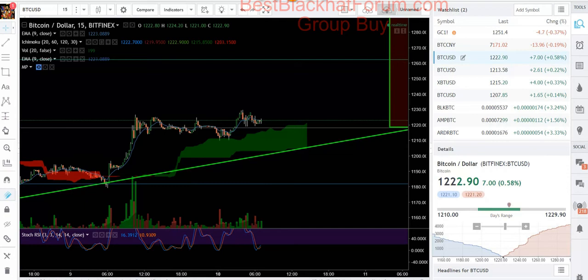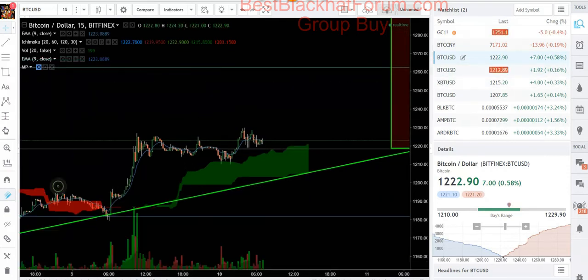bullish. Very bullish. Yeah, I mean, I'm sure some people were expecting this to hit 1250 overnight, but that doesn't work like that. It has to climb in layers and tiers.